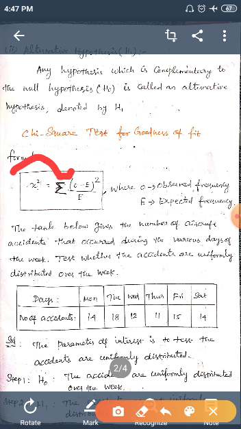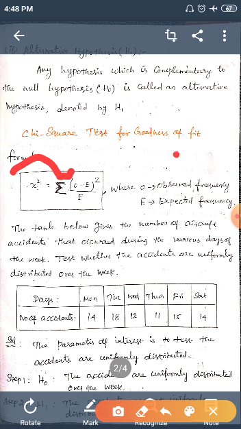We can choose the chi-square test. Why can I choose the chi-square test? Because they are asking whether it is uniformly distributed or not. In the given data, no expected frequency is given, so we should find out the expected frequency. That's why we use the chi-square test. The data are: Monday, Tuesday, Wednesday, Thursday, Friday, Saturday, with number of accidents 14, 18, 12, 11, 15 and 14.